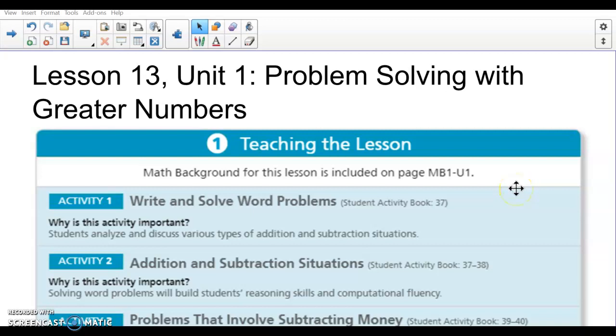Good morning, fourth graders. This is lesson 13, unit 1, and we're going to continue with our addition and subtraction, but now we're going to be doing more problem solving. So there is a lot of reading in today's lesson and today's work.